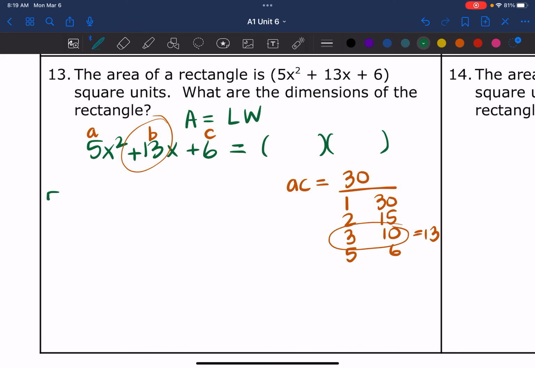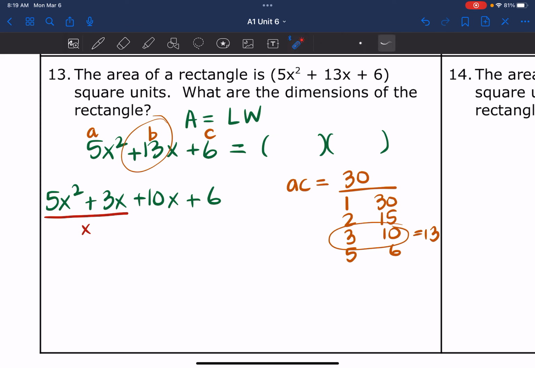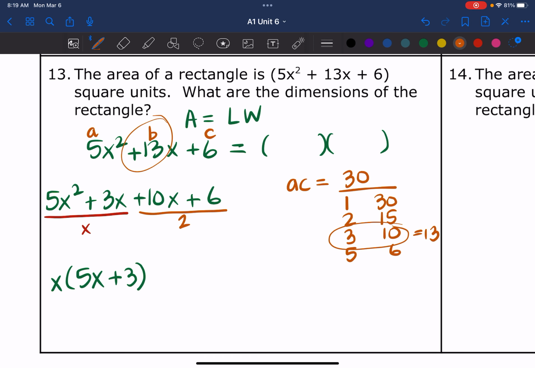Okay, so let's do our rewriting. 5x squared, but that B that I circled, we're going to use these two numbers instead. So plus 3x plus 10x plus 6. Our first group, they're always going to have a letter in common, so always x. But looking at the numbers, 5 and 3, they don't have anything in common, so it's just the x. So x, and when we divide by that, we'll get 5x plus 3. So all that happened is that the x's went down by a power.